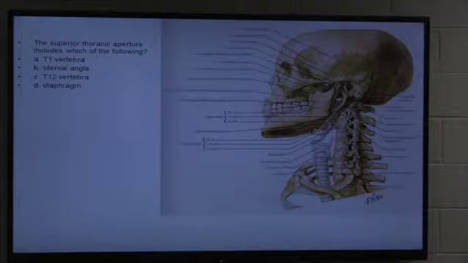I drew graphics up there of the region where it's talking about superior thorax. So, not the diaphragm, T12, internal angle. Internal angle is just angle of groove, or second rib, and then we have a body.